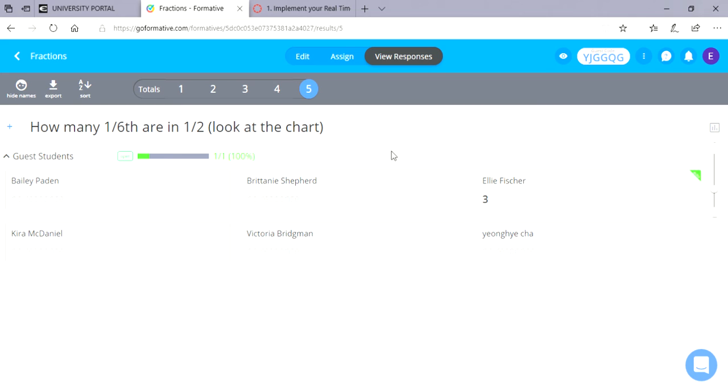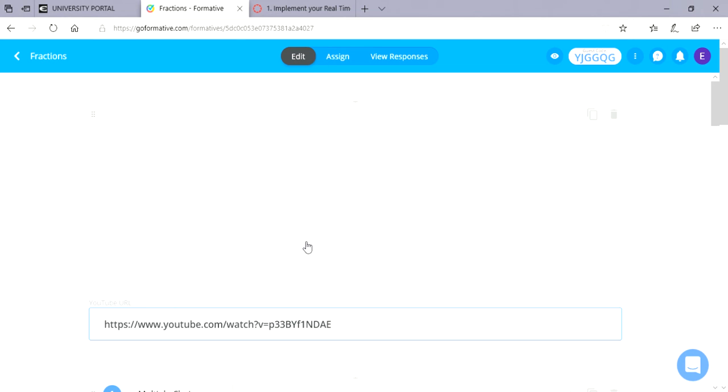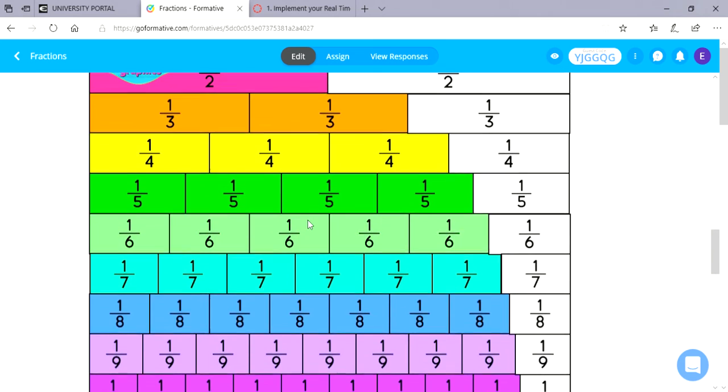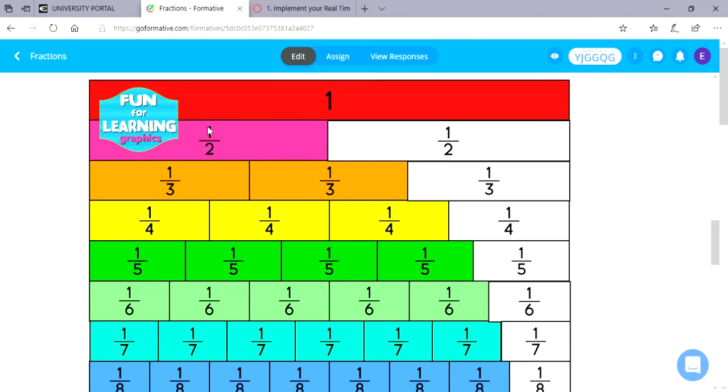Okay, and then how many 1/6 are in 1/2? So we'll go back to the chart. I said 3, which is correct. What we want to look at is this 1/2 right here. And if you see this line, it goes all the way down to the 6's. So that would be 1, 2, 3, 3/6.